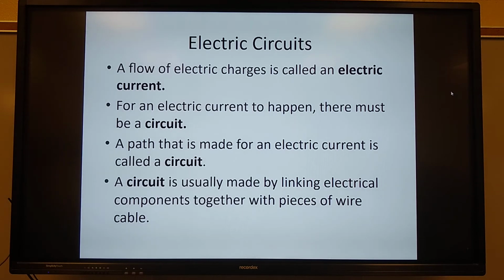Electric circuits. A flow of electric charges is called an electric current. For an electric current to happen, there must be a circuit. A path that is made for an electric current is called a circuit. A circuit is usually made by linking electrical components together with pieces of wire cable.